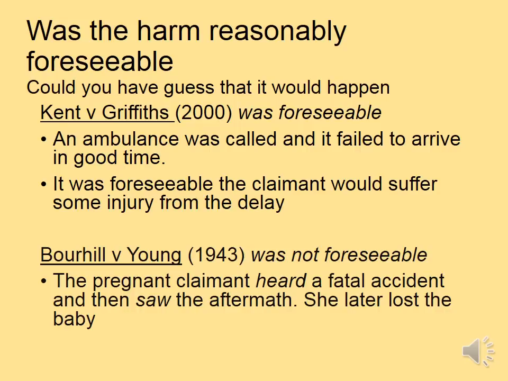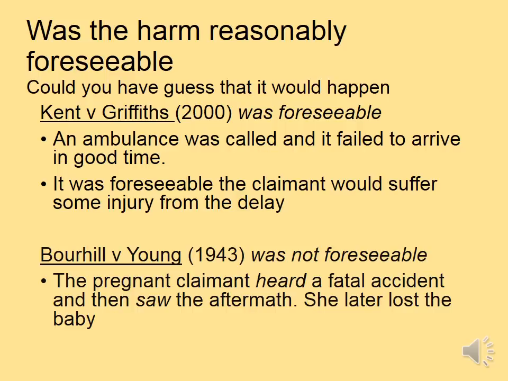And this can be seen in the case of Kent and Griffiths. So an ambulance is called to somebody who is having an asthma attack and it fails to arrive in good time, and guess what, the person gets a lot worse. And the court said that this was sufficiently foreseeable, and it was foreseeable that the claimant would suffer some injury due to the delay, which they did.